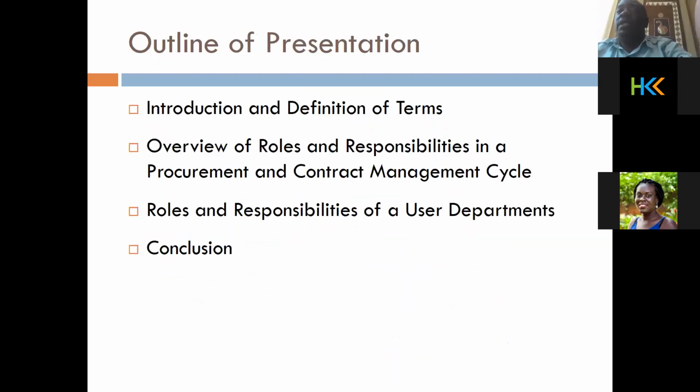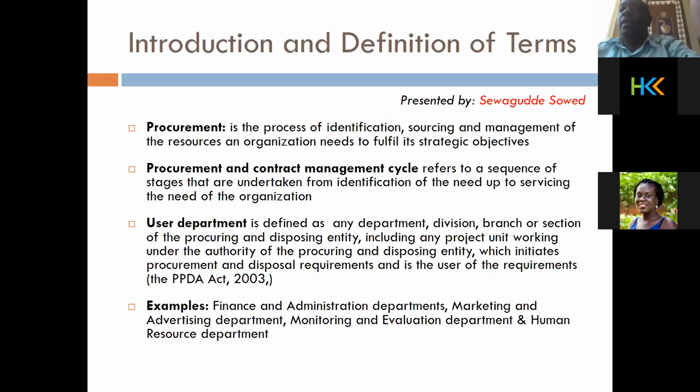The outline of the presentation will go as follows. First, we shall give the introduction and definition of terms, give an overview of roles and responsibilities of different players in the procurement and contract management cycle. And specifically, we shall discuss the roles and responsibilities of the user department, and finally give the conclusion.